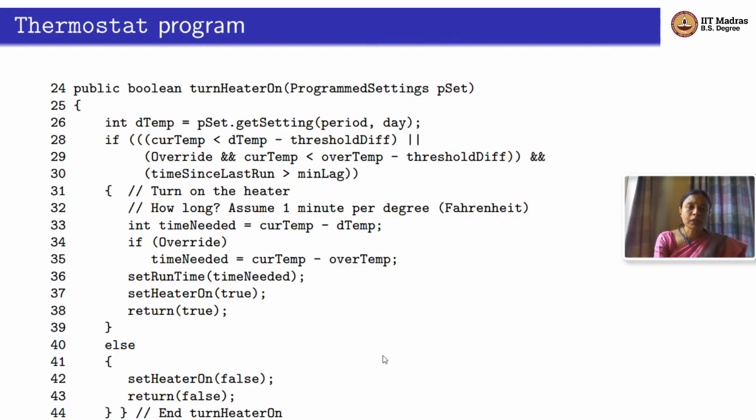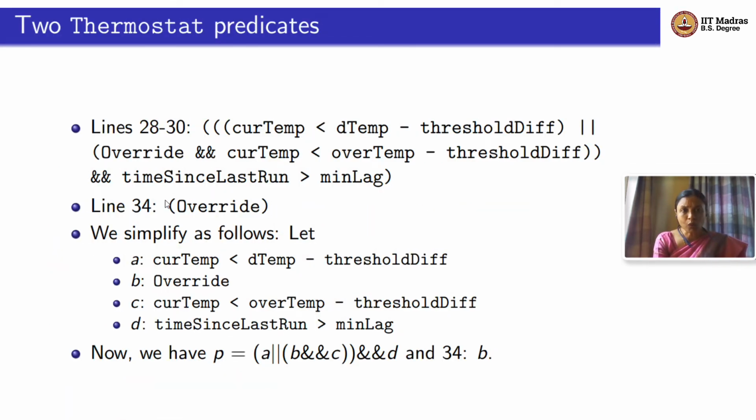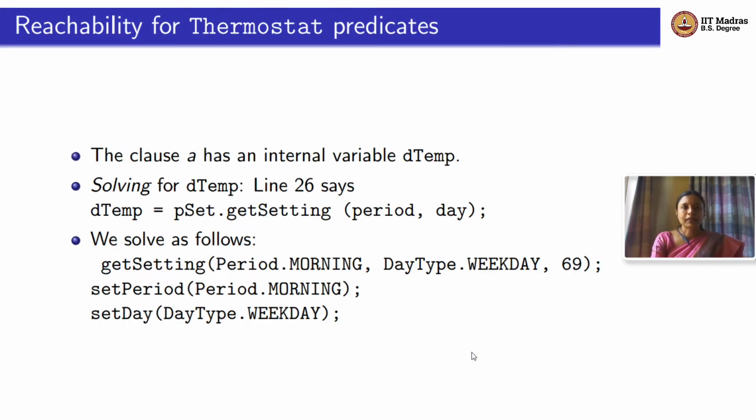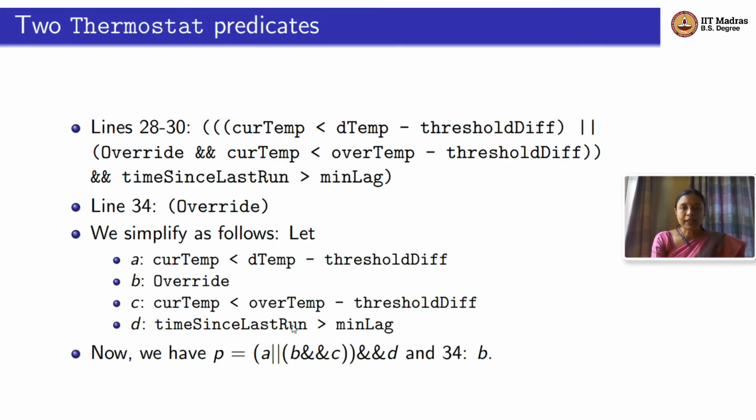The program also has a second decision statement here at line 34, which we now have called B because it is just override. So that's line number 34, predicate B. Is this clear? We want to apply logic based coverage criteria to these two predicates. Now let's look at these clauses.